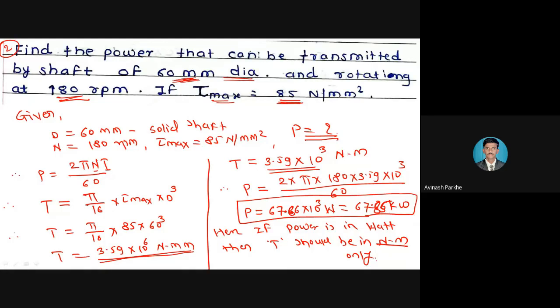67.85. Please check others. 67.85 into 10 raised to 3 watt or 67.85 kilowatt. This will be the power transmitting capacity. So sometimes the strength of the shaft can be calculated by measuring its torque or by measuring its power also. The strength of your shaft is decided based on how much torque it transmits, or how much power it transmits. Whether the shaft is solid or hollow, the condition and the procedure will be the same for the solid shaft and the hollow shaft also.